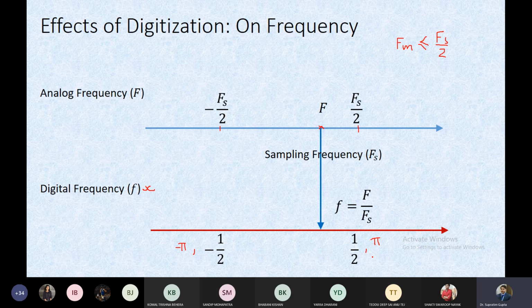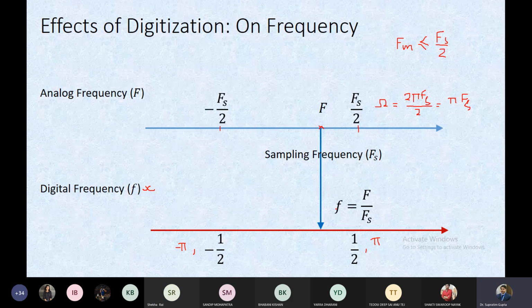But it implies that this minus half corresponds to fs by 2, or 2 pi times fs by 2, which is the omega. So the omega range will be 2 pi times fs by 2, which comes to pi fs, and therefore with our relation between analog and digital frequency, we get that this should be pi. It is always happening, but it is implied that we need to know the sampling frequency to convert this signal back into the analog domain, right?